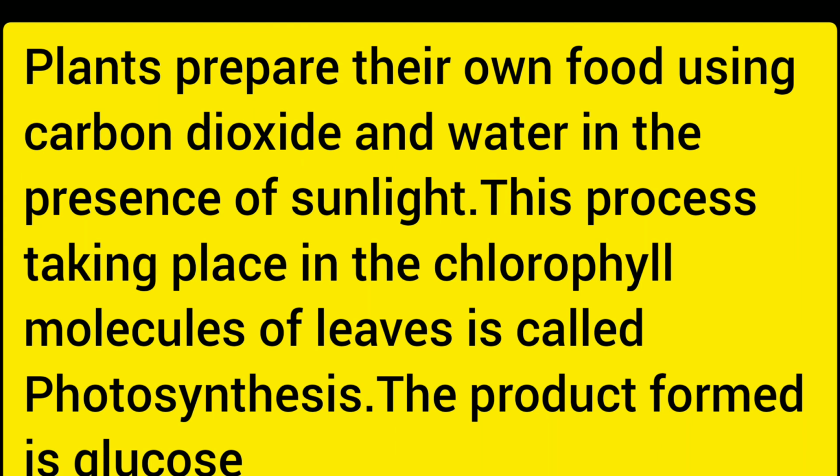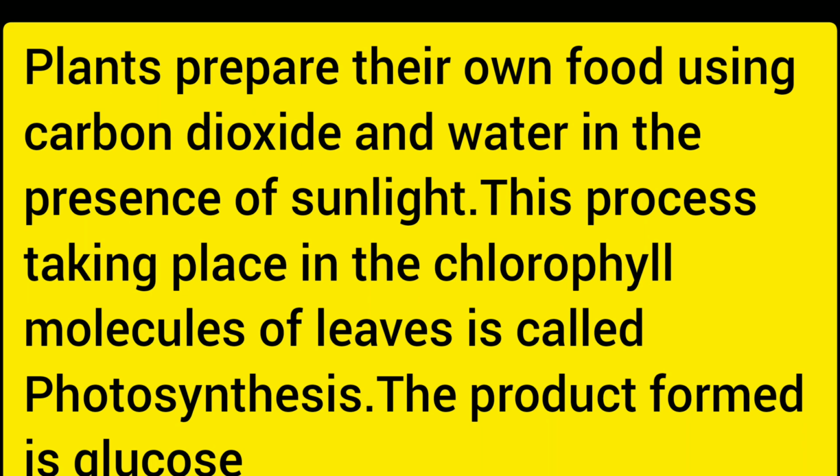Now you can see it on the screen. Plants prepare their own food using carbon dioxide and water in the presence of sunlight. This process taking place in the chlorophyll molecules of leaves is called photosynthesis. The product formed is glucose. Now you have to write down this definition in your science notebook and study well.